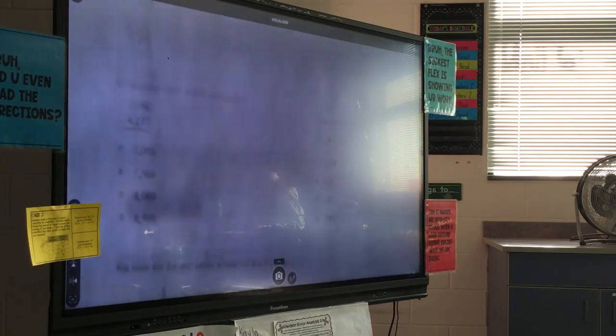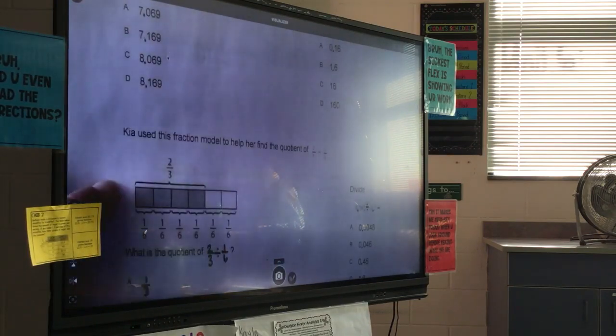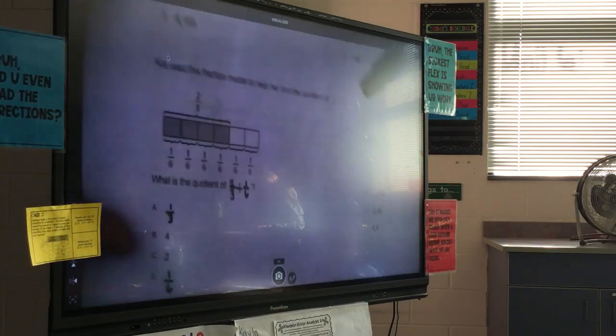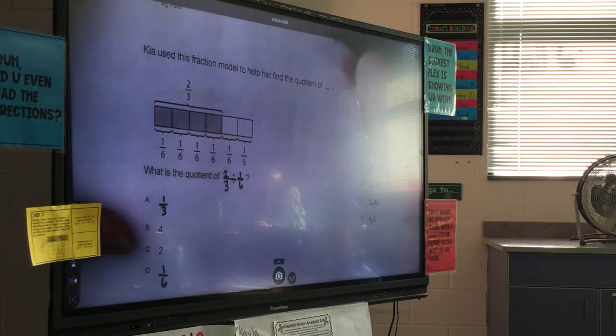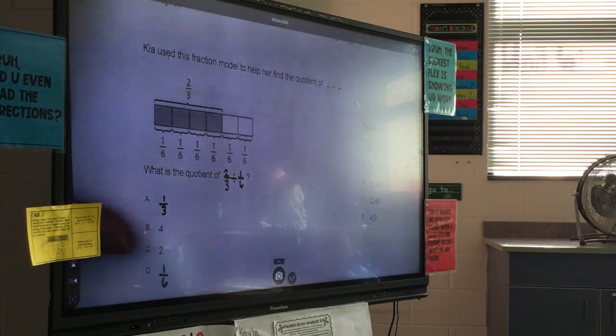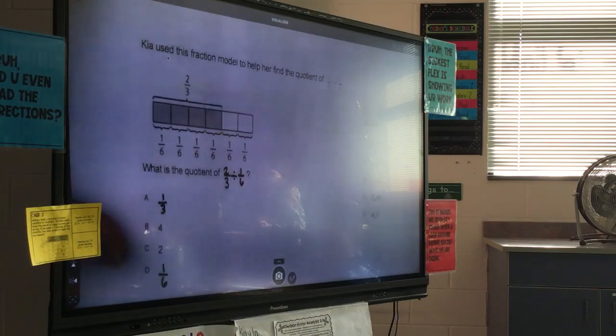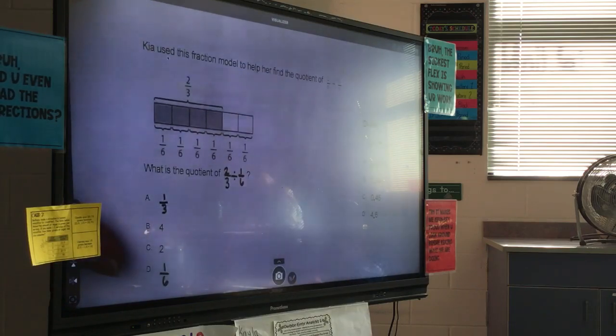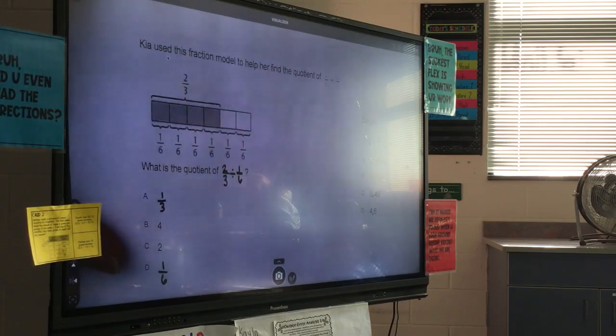All right, let's go down here to this one. So Kia used the fraction model to help her find the quotient of 2/3 divided by 1/6. What is the quotient of 2/3 divided by 1/6? So if you haven't solved it, solve it. If you are done solving, go ahead and stand up.